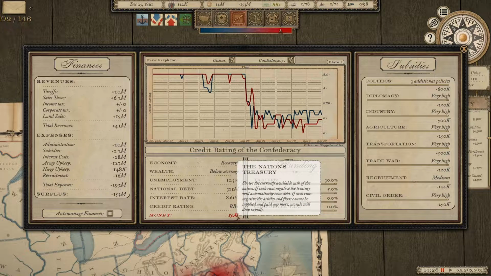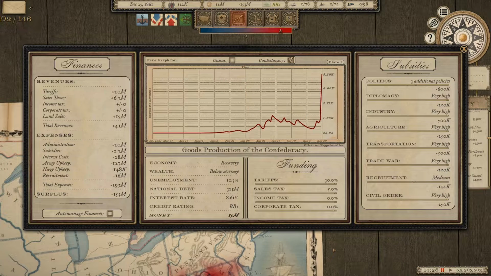And then it tells you how much you have on hand. And you take out loans, I believe, in $25 million increments. All right, so back on track here.